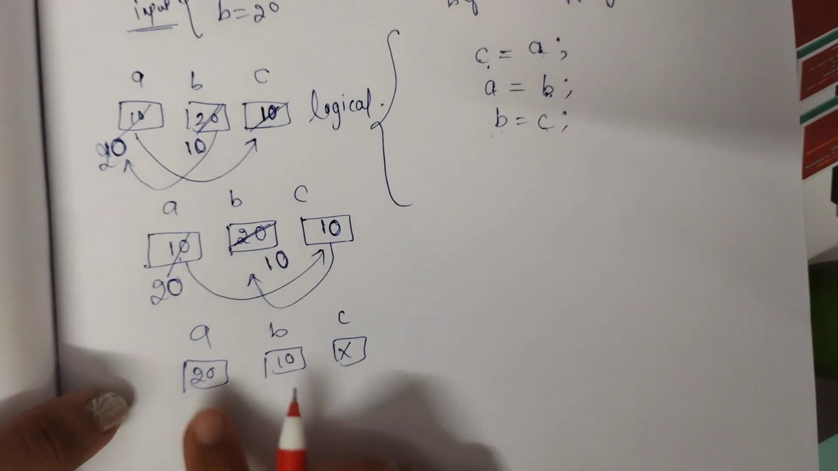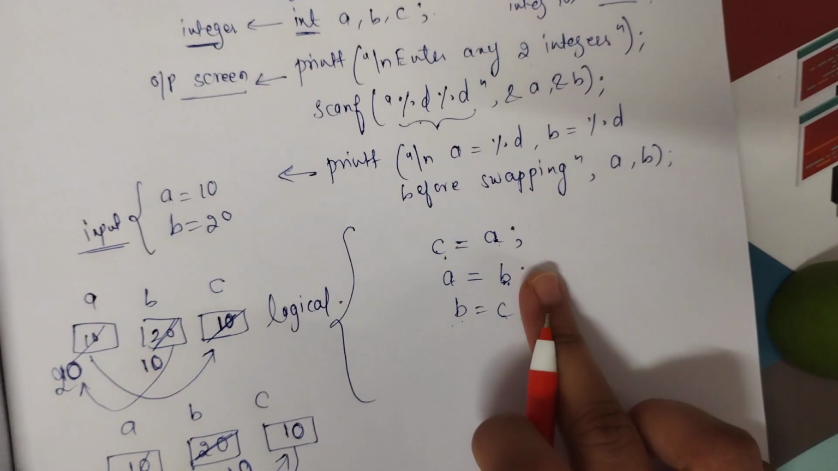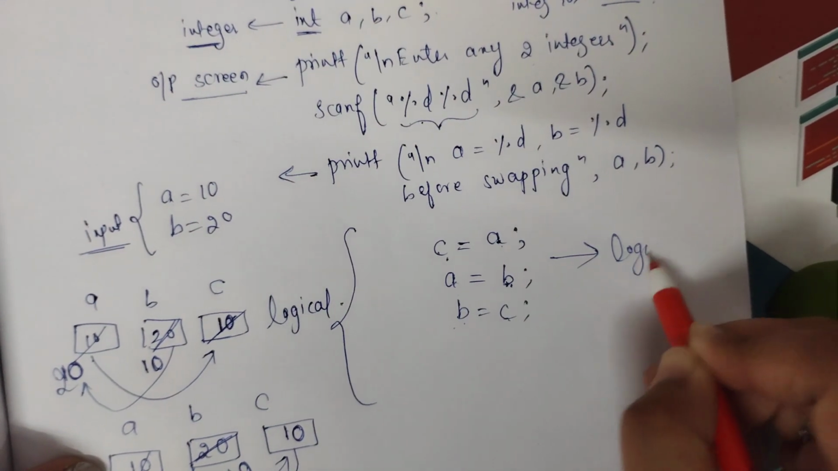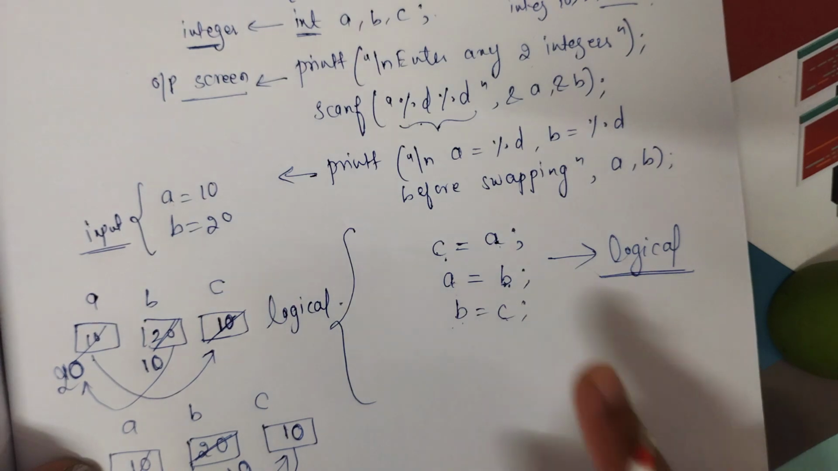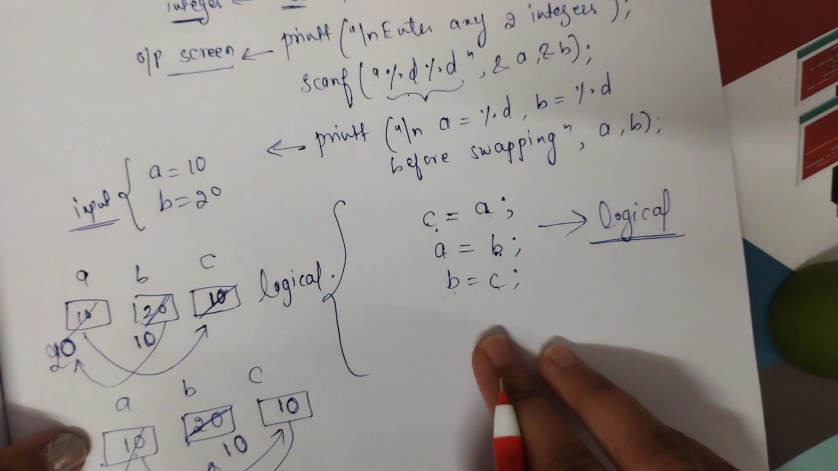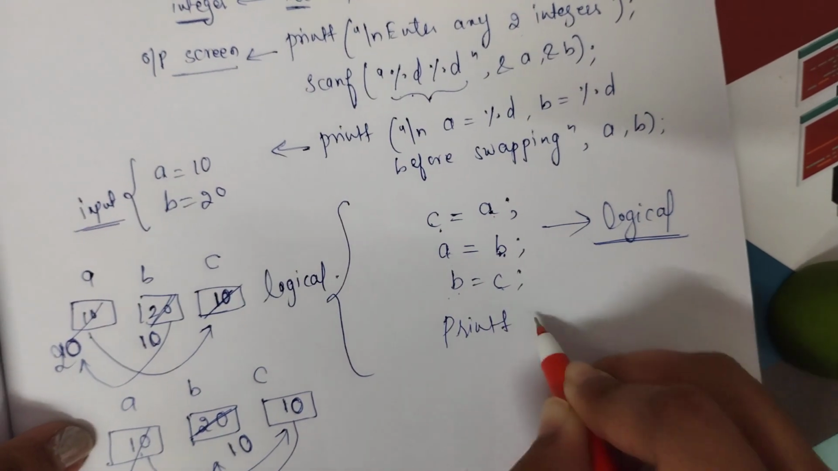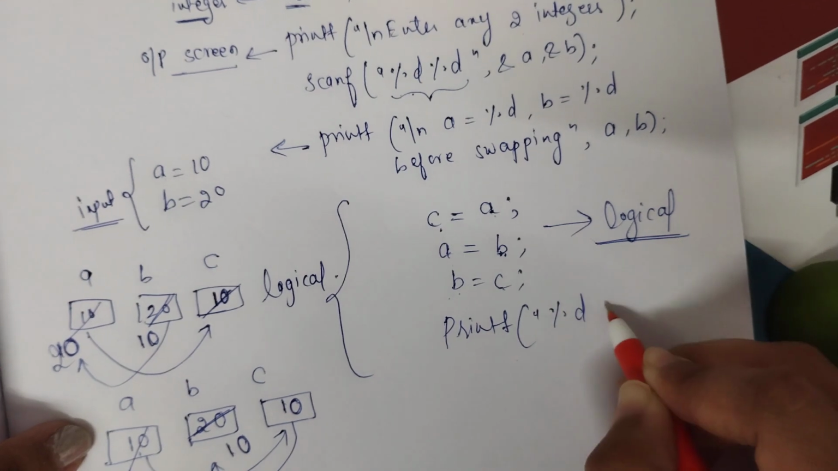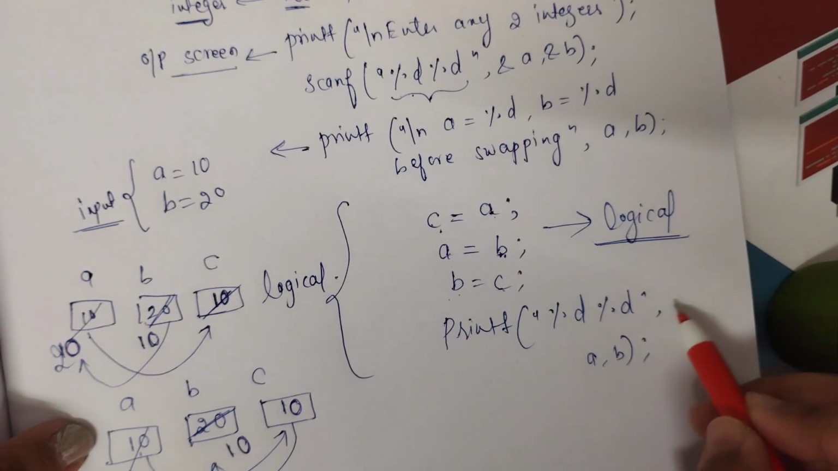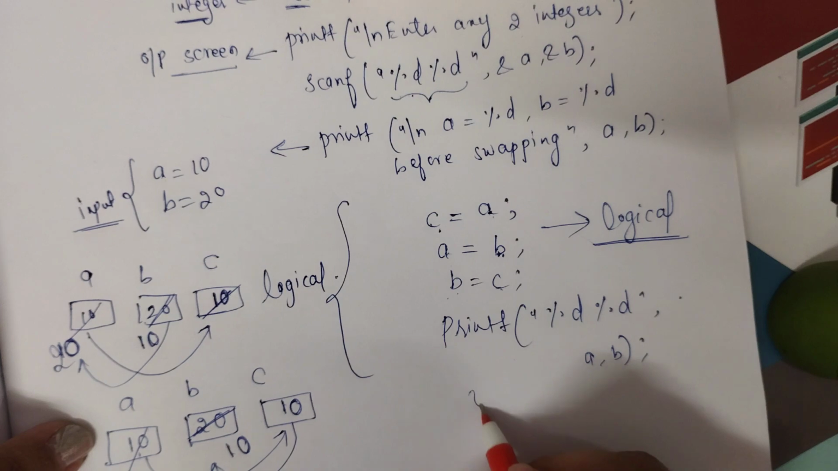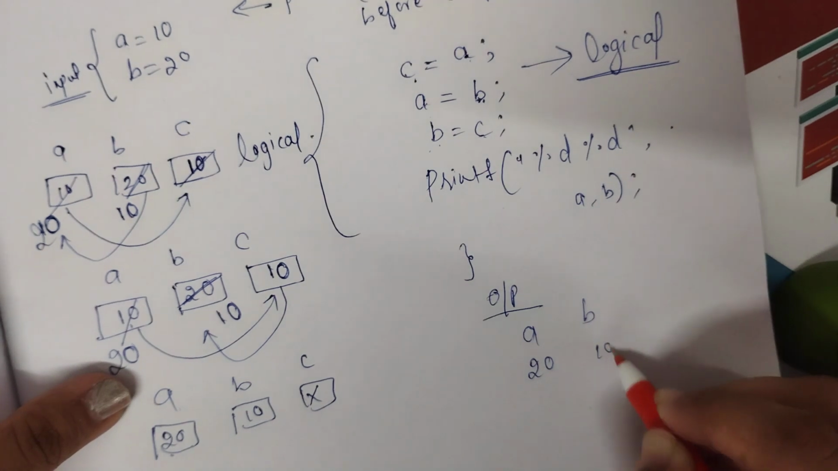So here we can see that A became 20, B became 10 by applying this main logic. This is the logical part. You should always focus mostly on the logical part, as you can write this logic in whatever language you want. Then we are printing these elements, printf percent d comma a comma b. This is the output after swapping. So our output will be A is 20, B is 10.